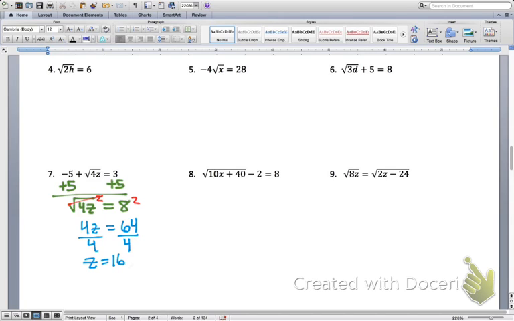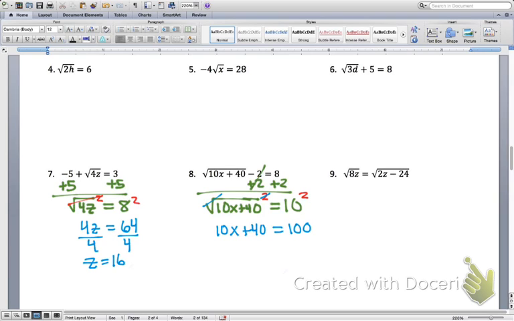Let's go ahead and look at the next one. So we have something outside of the radical, so we need to isolate the radical. So we start by adding 2 to both sides. So we're left with the square root of 10x plus 40, all inside of the radical, equals 10. Since my radical is isolated, I can now cancel the square root with a square. Now the square cancels the square root, and I'm left with 10x plus 40 equals 10 squared, which is 100.